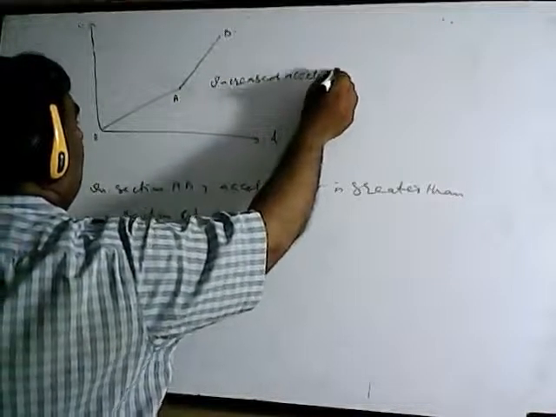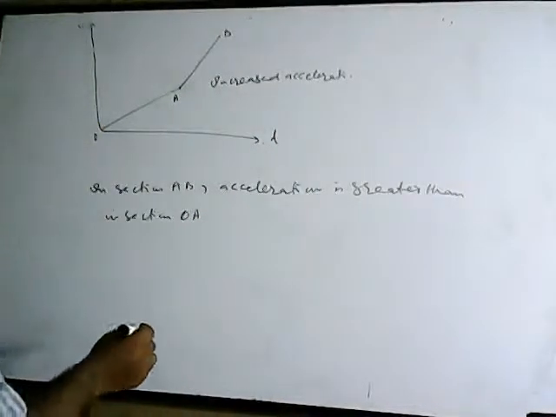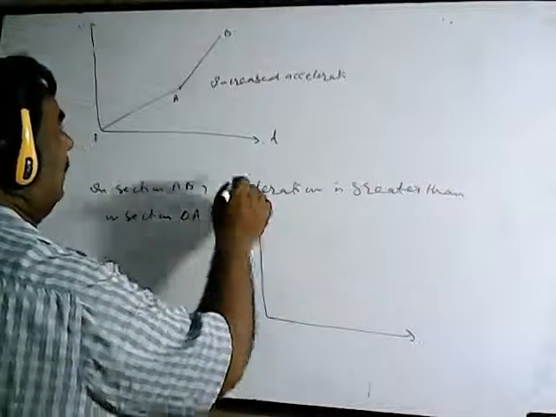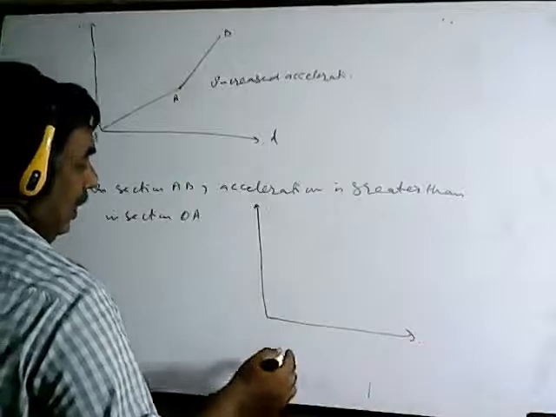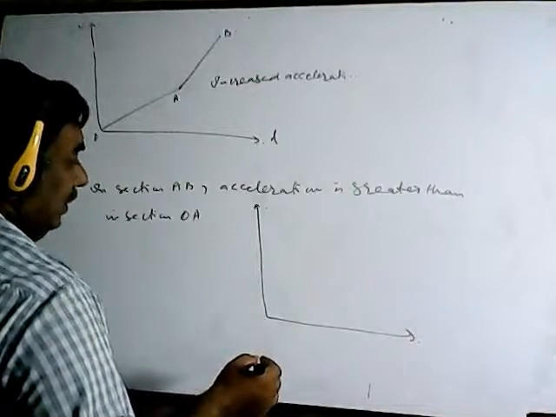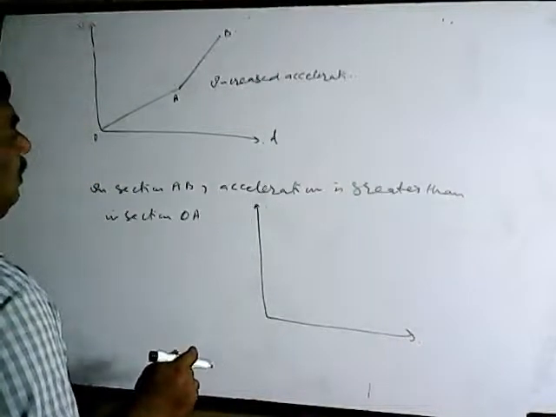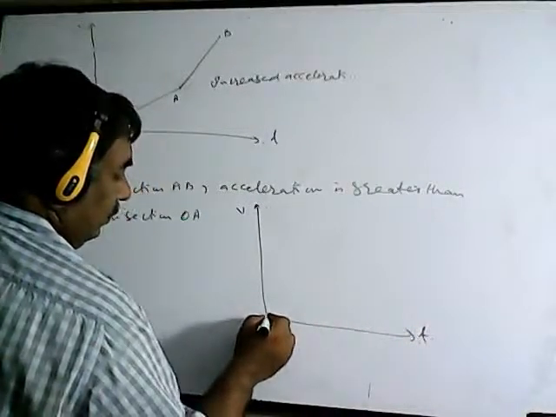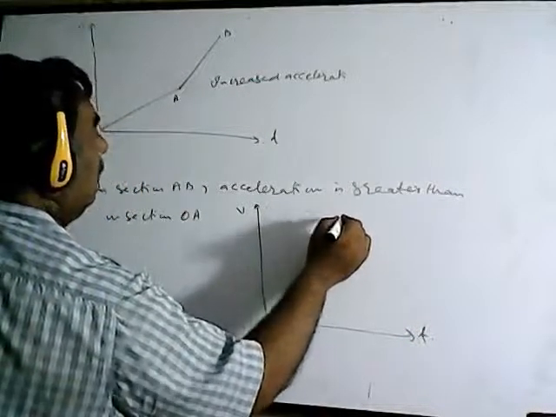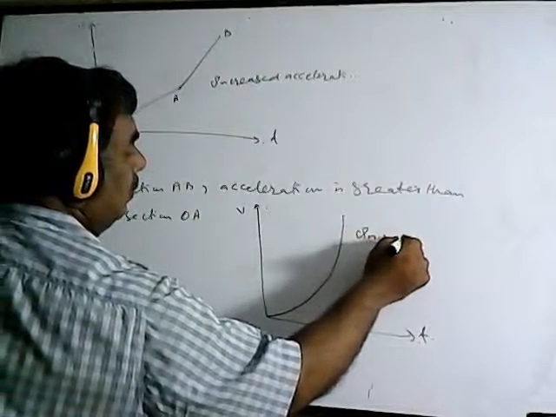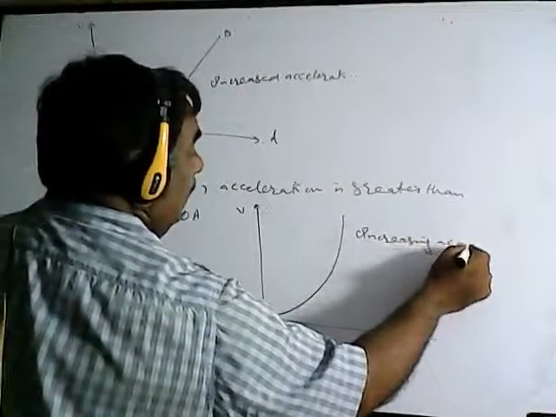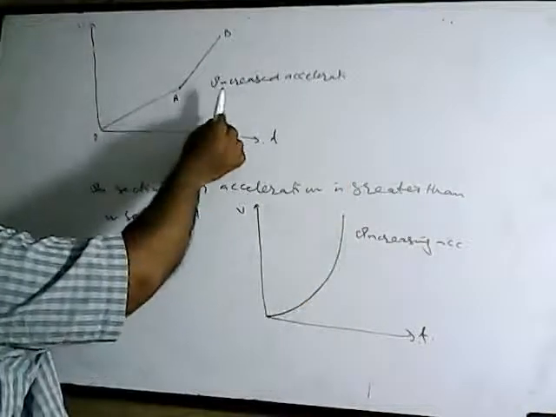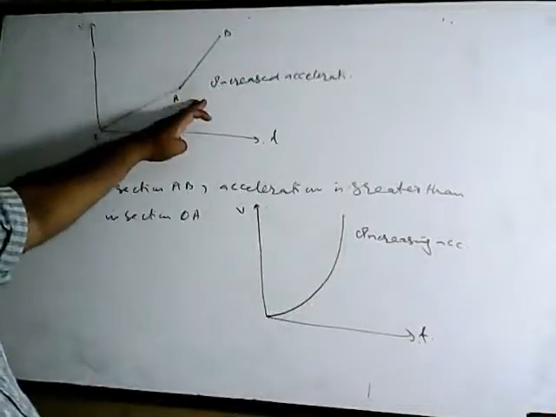If I say increasing acceleration, that becomes different. Increasing acceleration means acceleration is always increasing. It's increased acceleration once it has increased. But if it is increasing acceleration, then always the acceleration will be increasing, like this one, velocity time graph. This is the increasing acceleration. It means the gradient of the graph is always increasing and increasing. But this is the increased acceleration, only once it has increased.